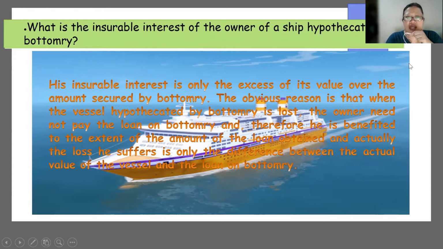hypothecated by the bottomry? His insurable interest is only the excess of its value over the amount secured by bottomry. The obvious reason is that when the vessel hypothecated by the bottomry is lost, the owner need not pay the loan on bottomry, and therefore he is benefited to the extent of the amount of the loan obtained, and actually the loss he suffers is only the difference between the actual value of the vessel and the loan on bottomry.